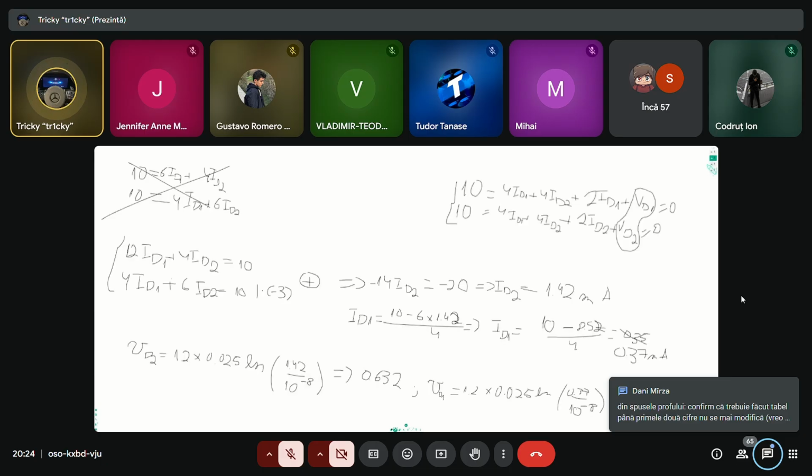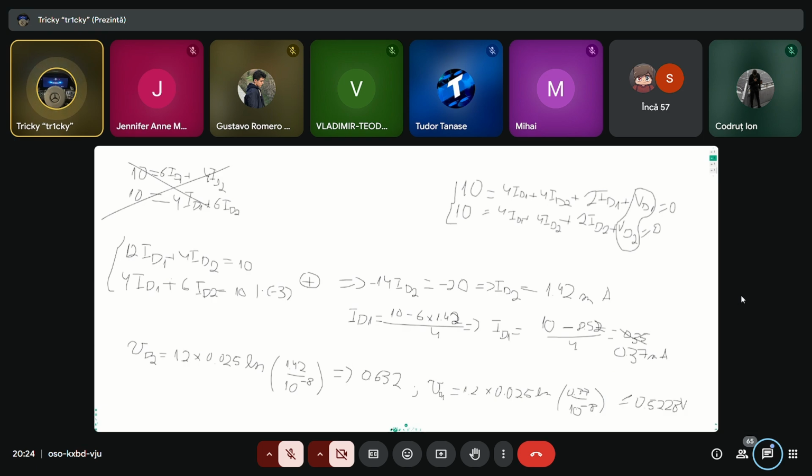Since both diodes are on here, it's a much easier process.